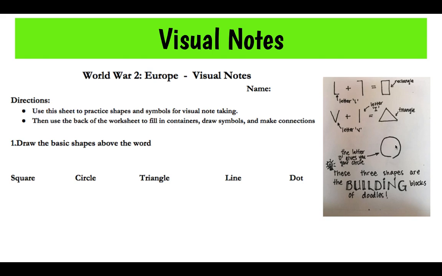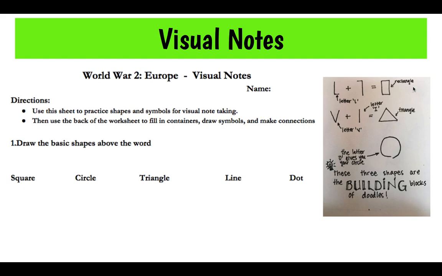Circles are used a lot. The letter O makes a circle, and you use the circle a lot of times to show cycles or things going around. Triangle shapes are used quite a bit, using the letter V and then capping that V off with a straight line to create a triangle. Lines are used a lot in visual notes. And then dots. Dots mark different things or can represent numbers.